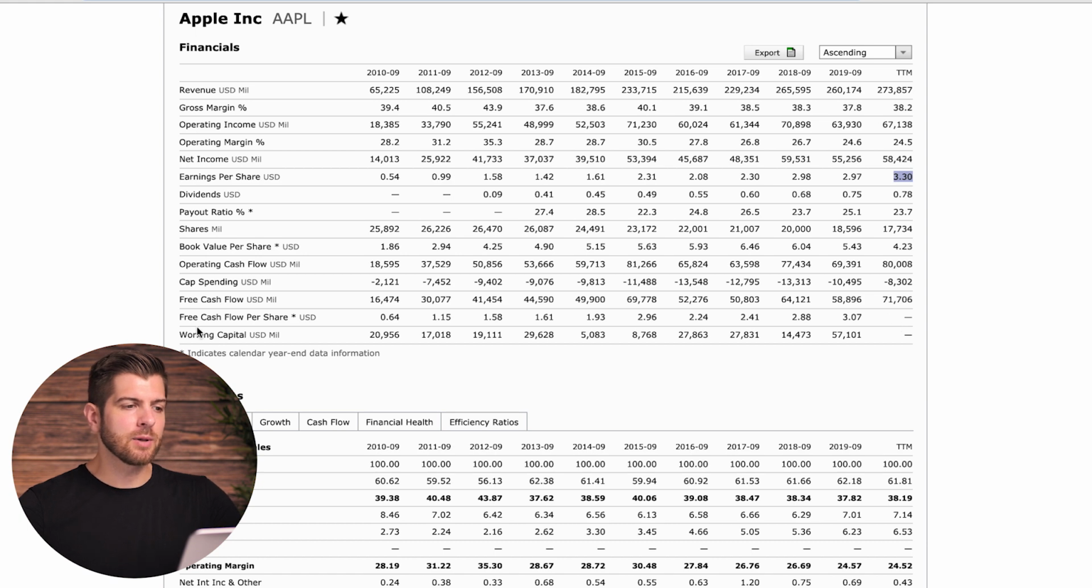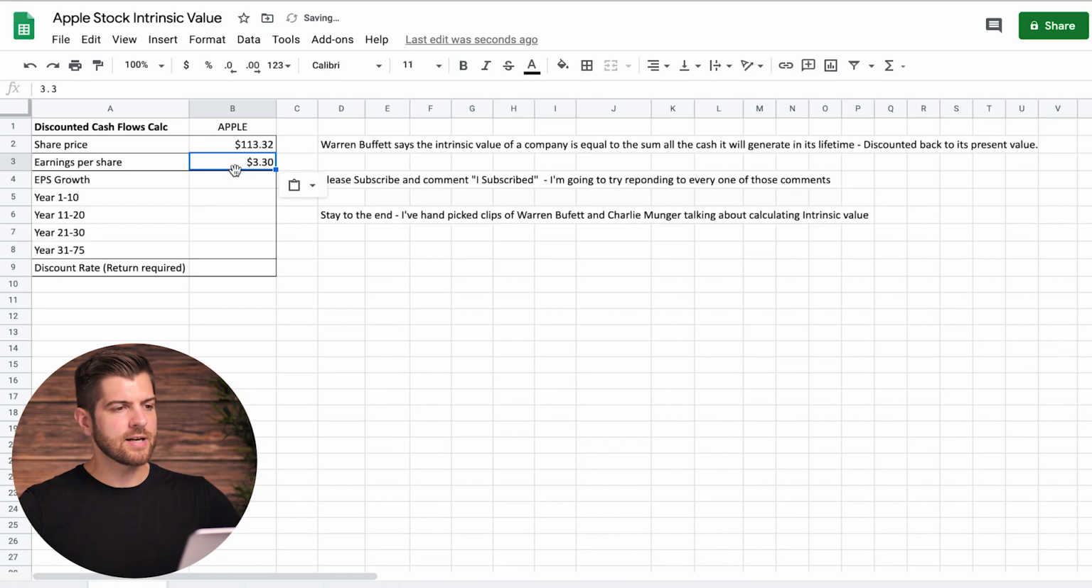Now keep in mind, some people like to use free cash flow. Some people like to use the earnings per share, which is what we're going to do in today's example. Also, net income, if you want to value the company in its entirety, or the free cash flow as well could be used for that. And then at the end, you would divide that number by the shares outstanding to get a per share value. But for now, we're just going to use the $3.30. So I'm going to paste that into there.